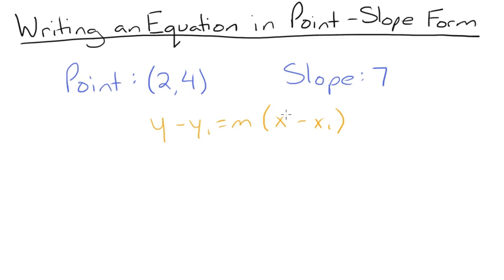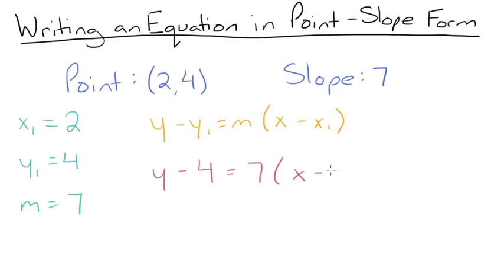Then we're going to write out the values that were given. So we know that x1 is equal to our x-coordinate of our point here, 2. y1 is equal to the y-coordinate of our point, 4. And our slope, m, is equal to 7. So if we plug in our values into this equation, we'll get y minus y1, which is 4, equals m, which is 7, times x minus x1, which is 2. So our equation for this line is y minus 4 equals 7 times x minus 2. Let's try another one.